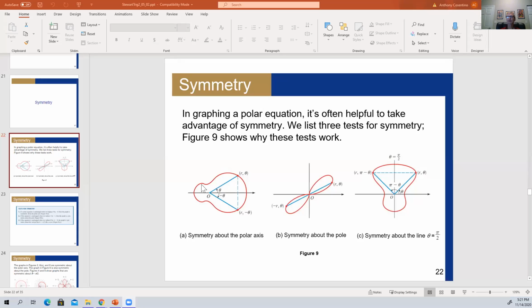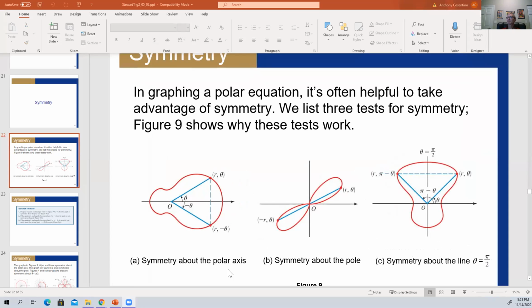And so we're going to talk about three different types of symmetry in the polar plane. The first one here, all the way to the left, is symmetry about the polar axis. And so the polar axis is this idea of r, where r is theta and minus theta. So you could see that idea.